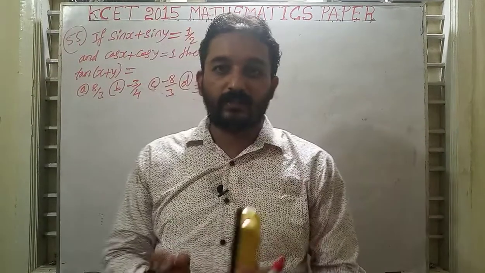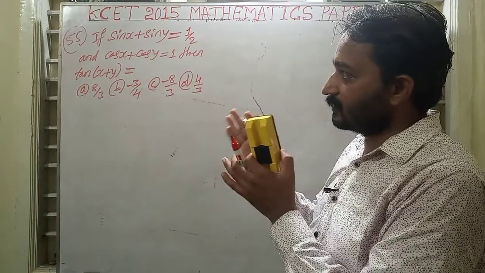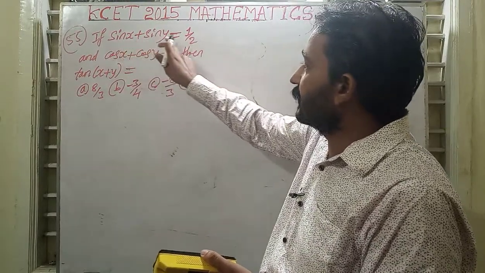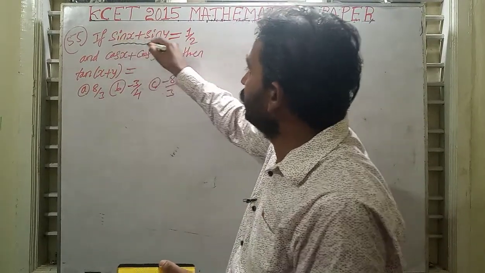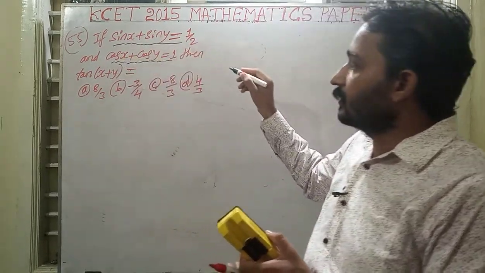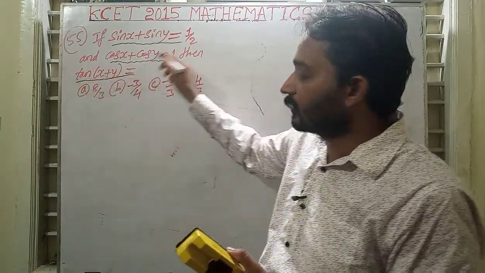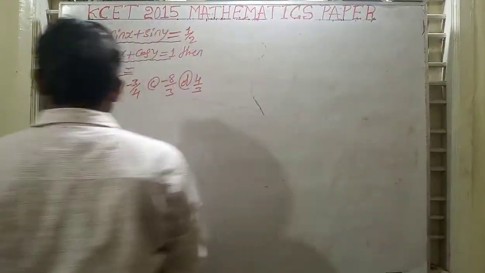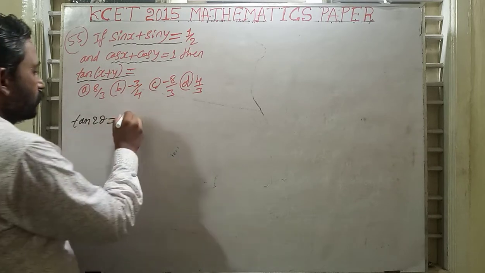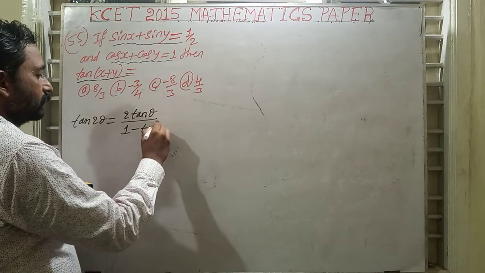So now let us move on to the next question, question number 55. Let us see the question first. This question is based on the chapter trigonometry. If sin x plus sin y is equal to 1 by 2 and cos x plus cos y is equal to 1, using these two given conditions, find the value of tan of x plus y. We know one formula in trigonometry: tan 2 theta is equal to 2 tan theta divided by 1 minus tan square theta.